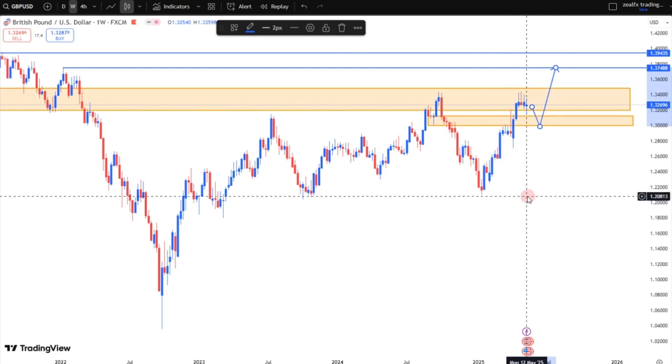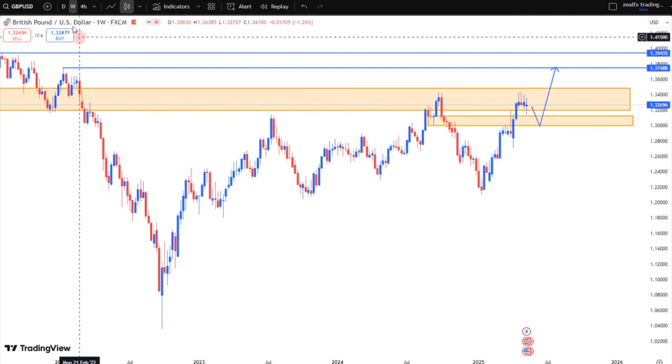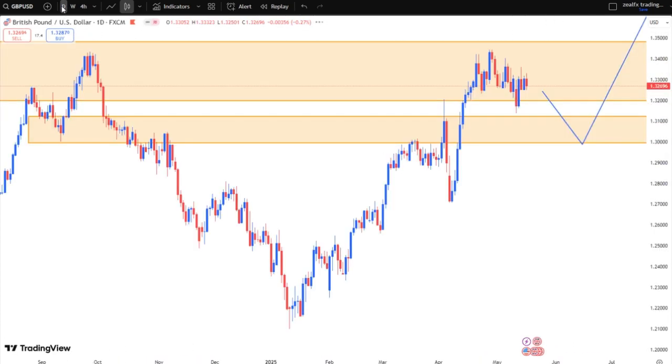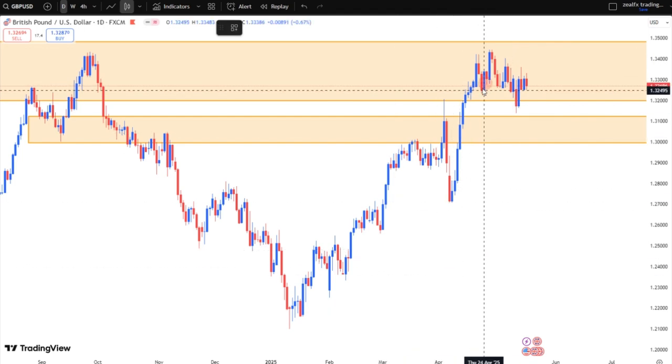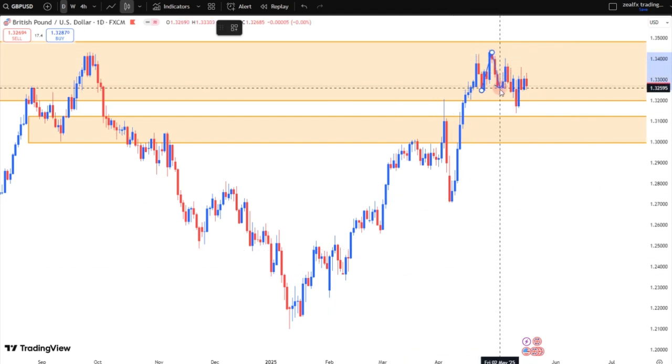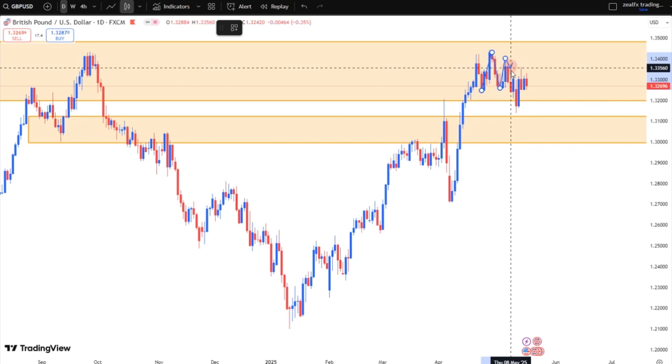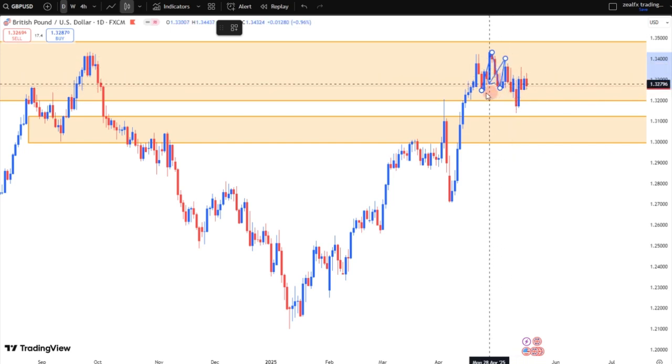So let's look at the daily chart of the pound USD. On my daily chart, you can see we have a price consolidation for some weeks now. So long as we have this price consolidation, we expect price to move lower, and price has broken this level already.